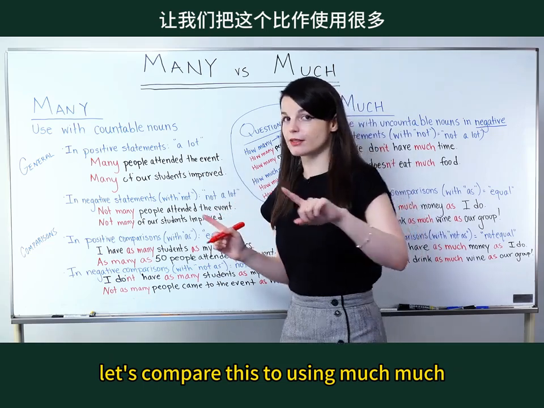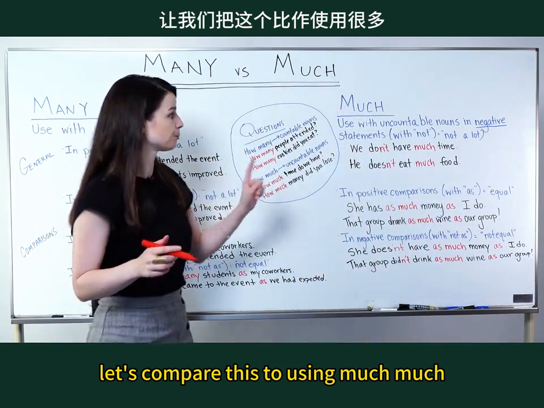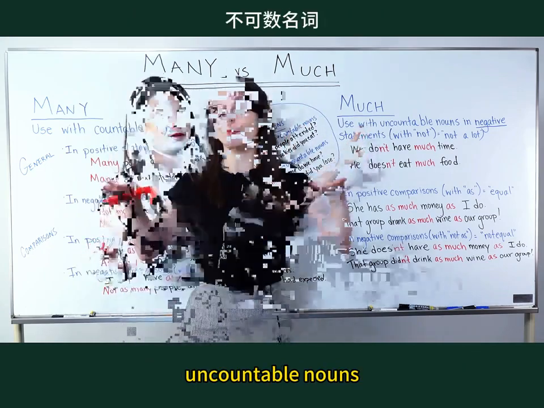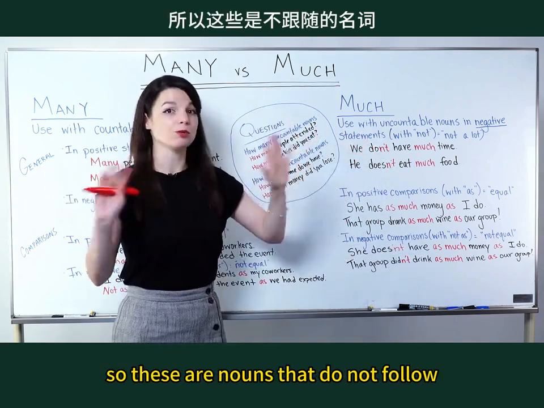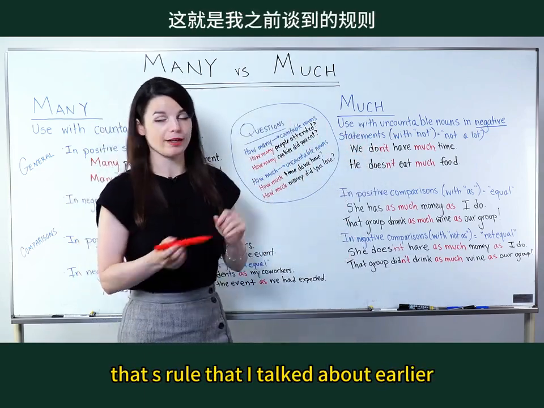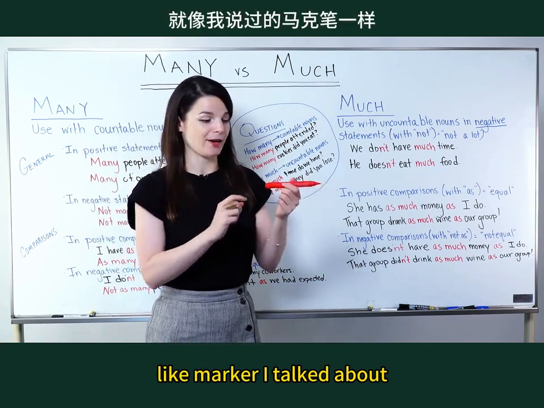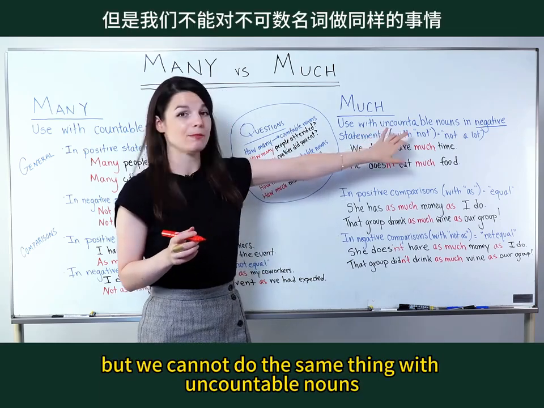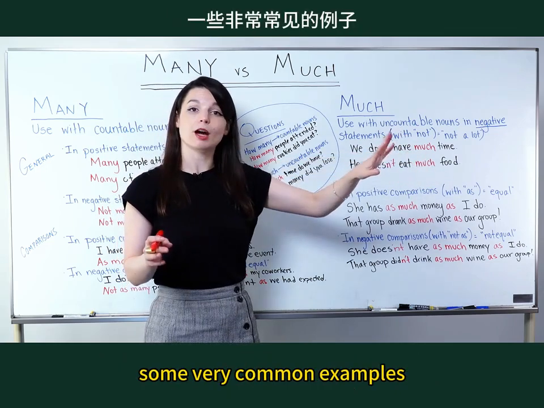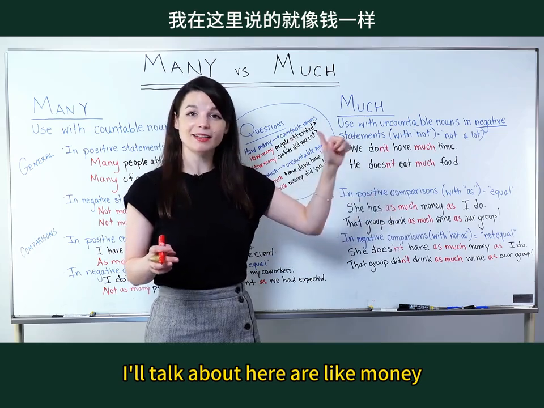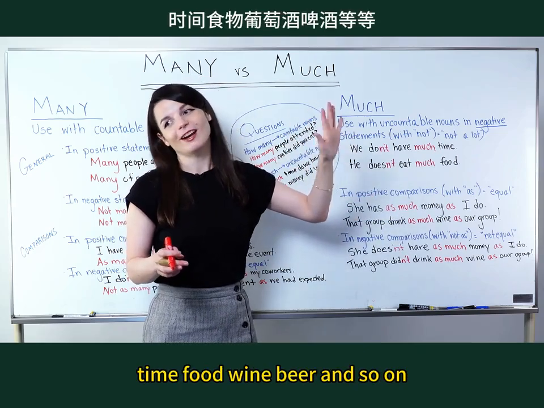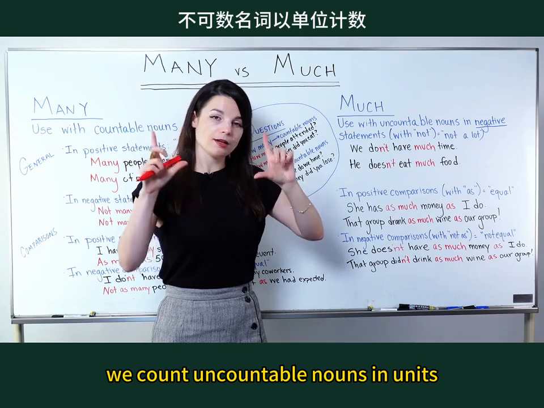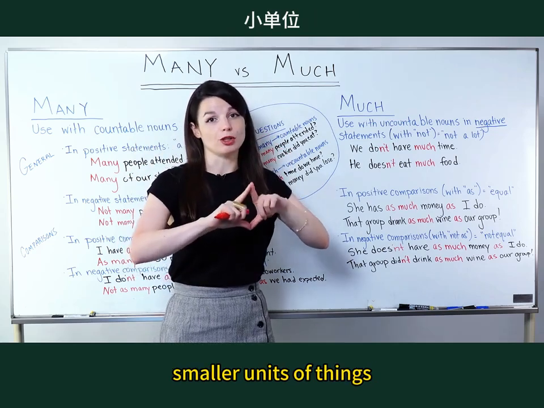Let's compare this to using much. So we use much, as you can maybe guess, with uncountable nouns. So these are nouns that do not follow that S rule that I talked about earlier. Like marker, I talked about, takes an S in the plural form, markers. But we cannot do the same thing with uncountable nouns. Some very common examples I'll talk about here are like money, time, food, wine, beer, and so on. So we cannot count these. Instead, we count uncountable nouns in units, smaller units of things.